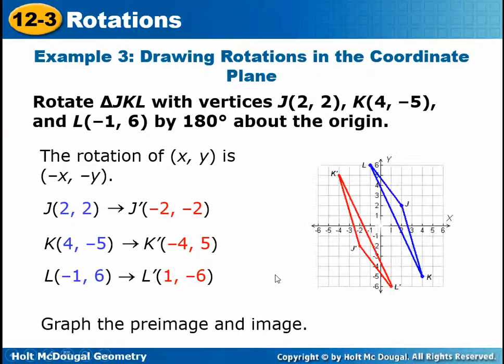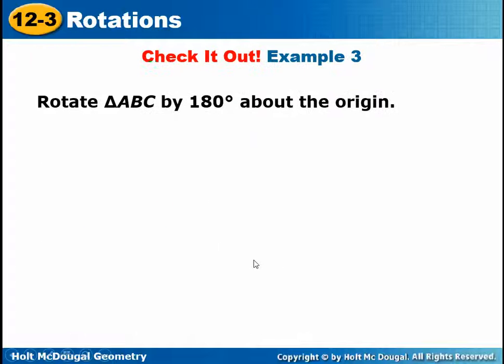They're not all negative. The blue is the pre-image. That is the original figure. We graphed it, and then we applied the rule to each of the coordinates, and you get the red. So this is a rotation 180 degrees about the origin. It's not the same as a reflection. In a reflection, this vertex J would be up higher to J prime. So it's a rotation. It's been rotated about the origin.